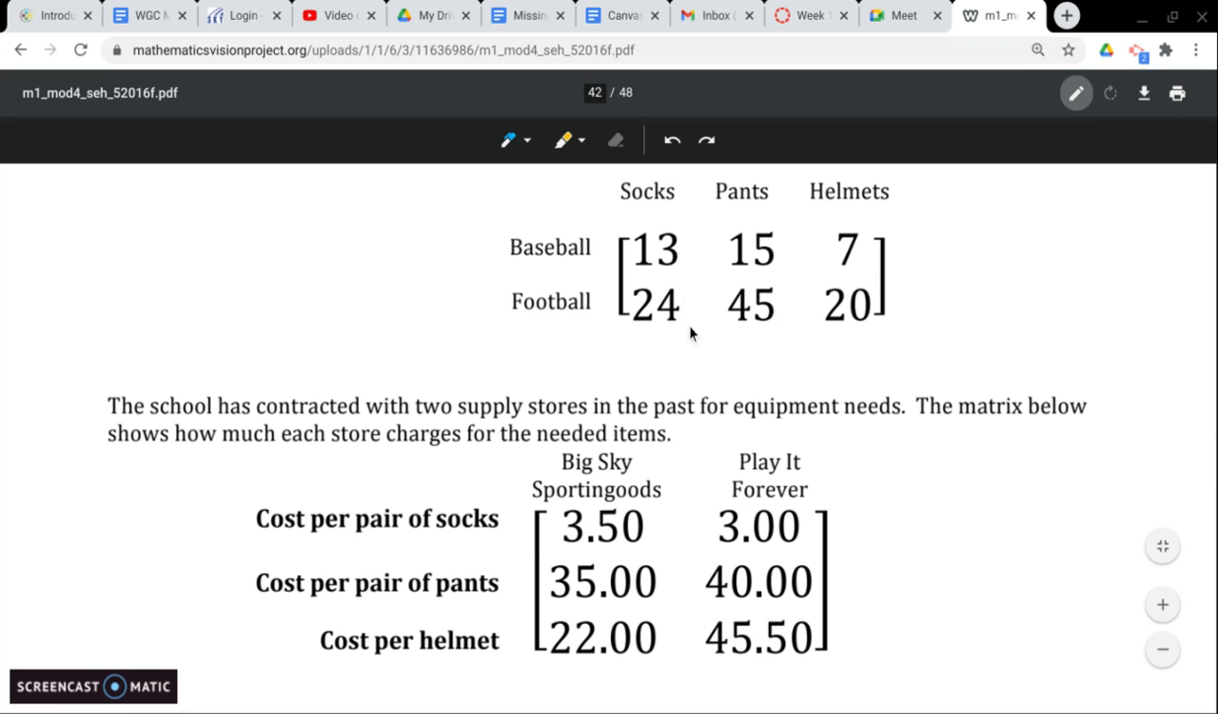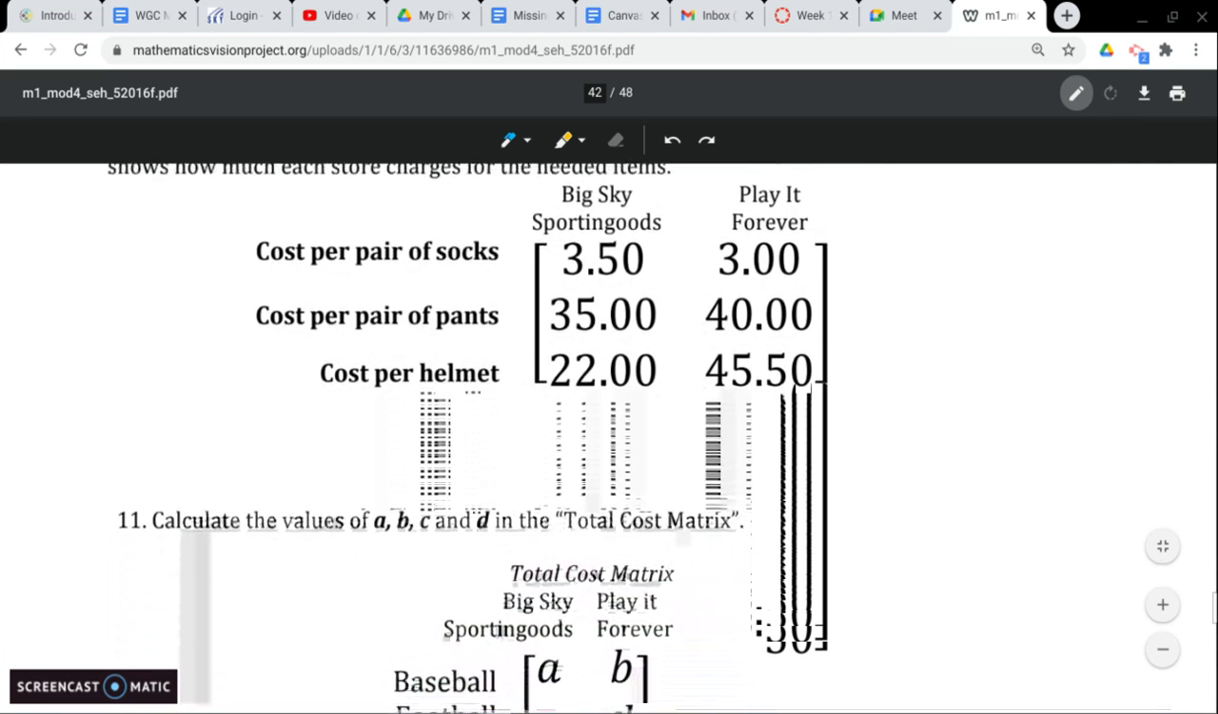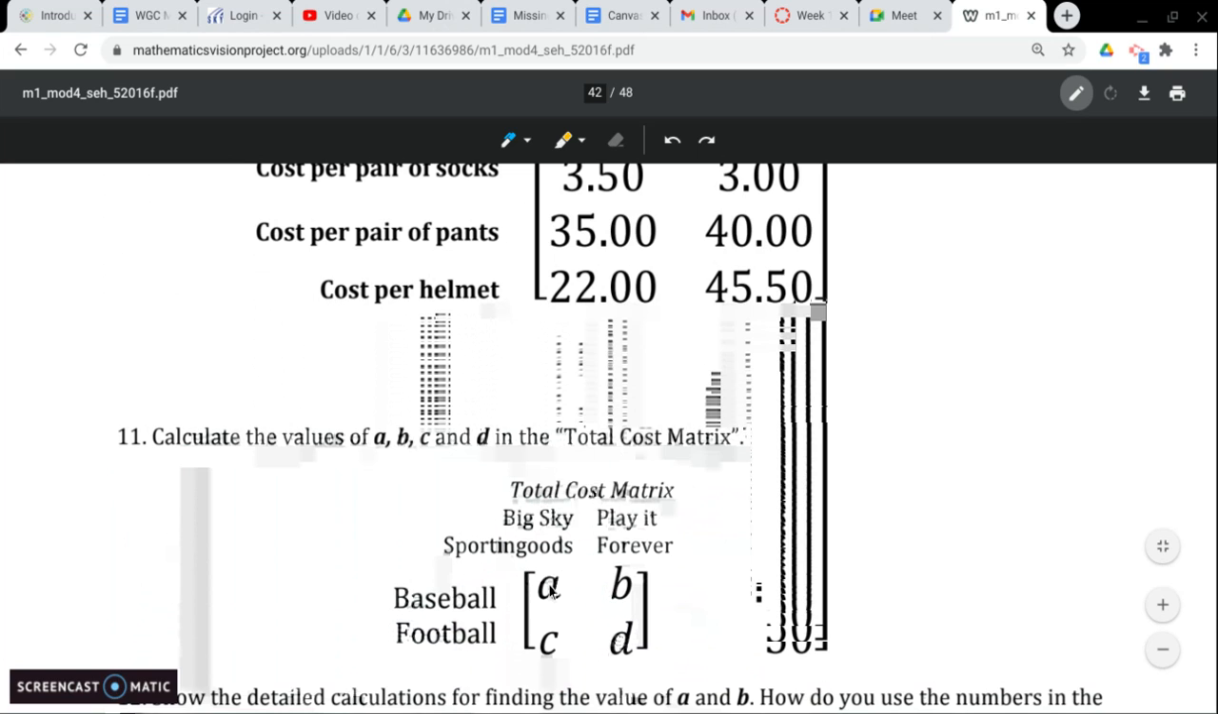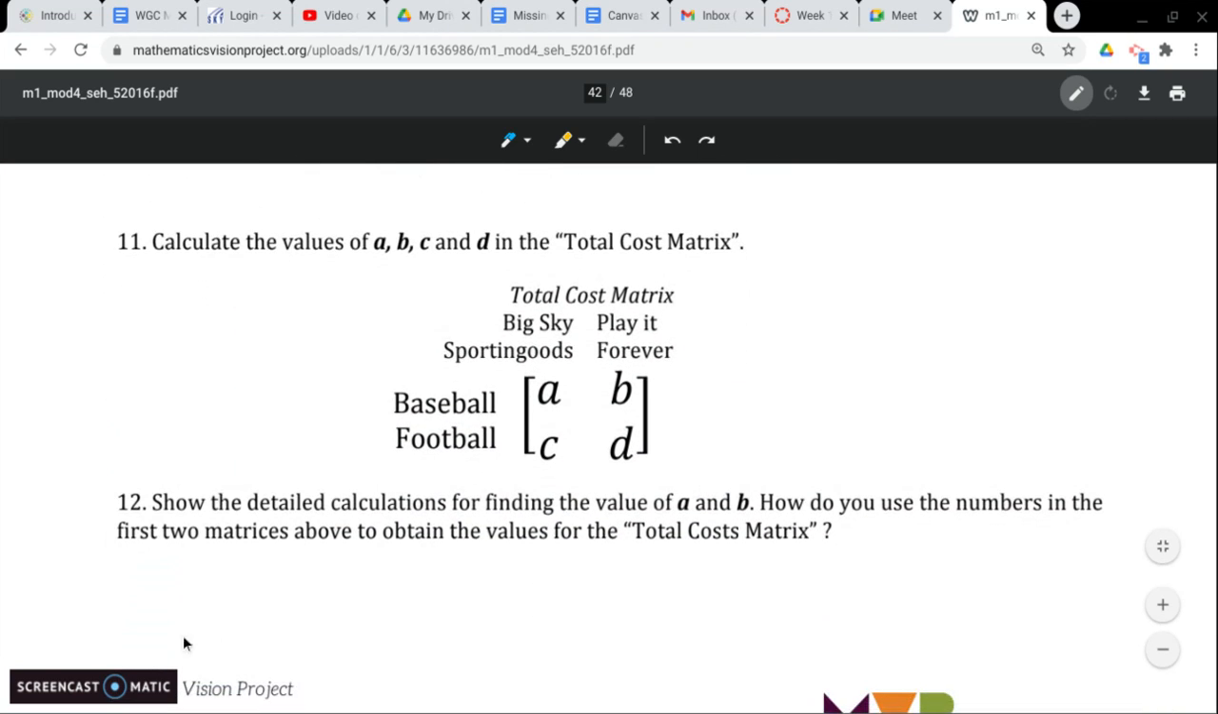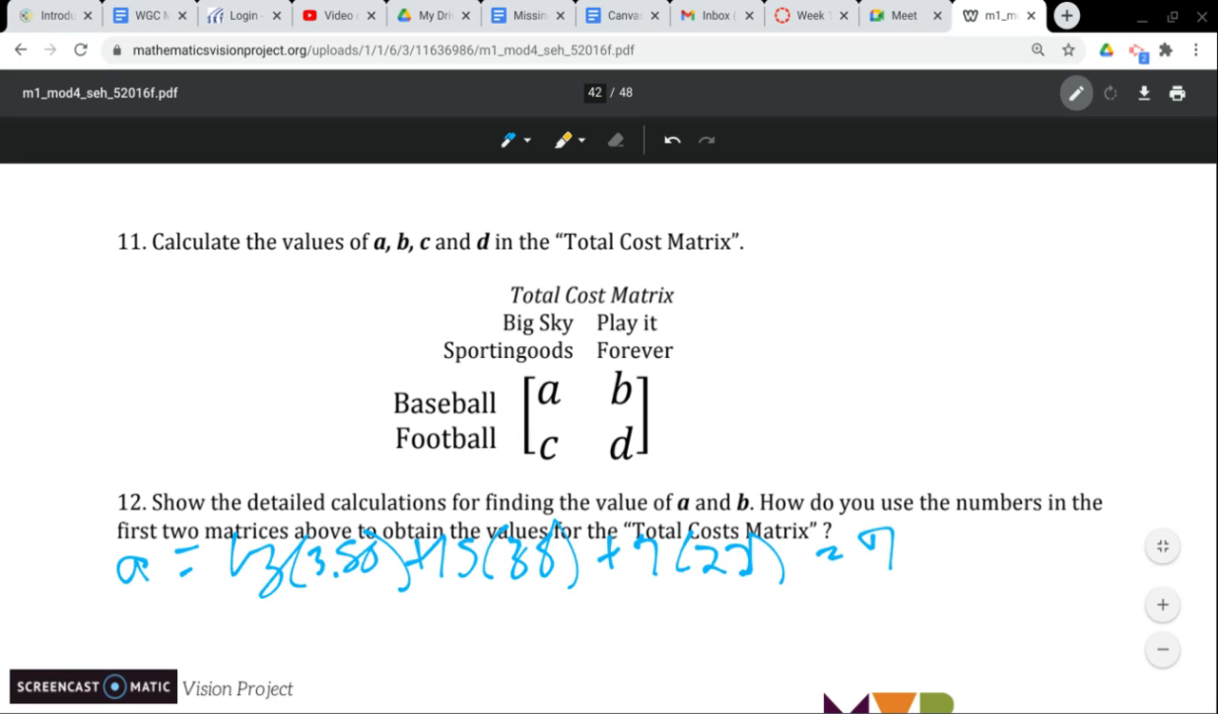Then we're going to add all those together, and that's going to give us our A value. So for 12, it technically wants us to show the calculations for A and B, so we're just going to write A and B down here. So A, like I said, was 13 times 350 plus 15 times 35 plus 7 times 22, which is going to equal 724.50. So A is 724.50.